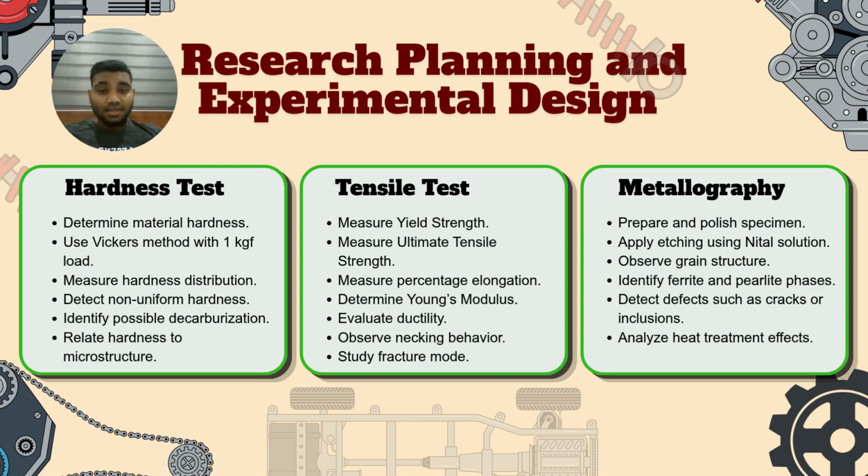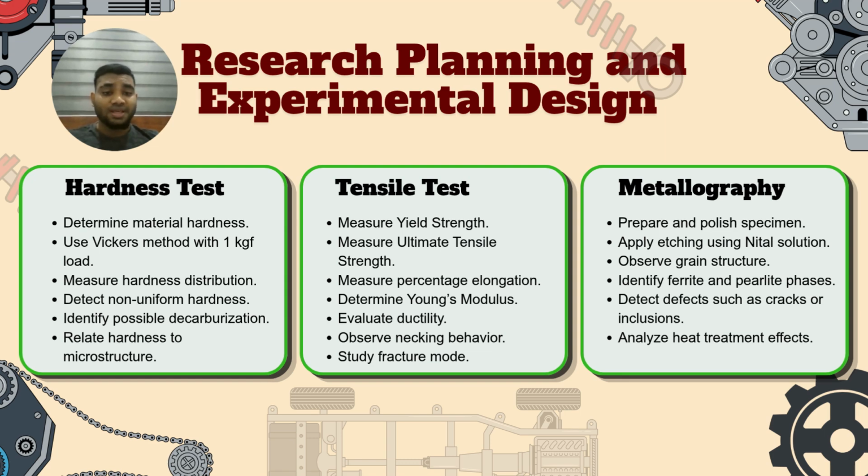Then moving on, we have the tensile test. Basically, the tensile test is used to measure the yield strength and also the ultimate tensile strength. On top of that, we also use the tensile test to measure the percentage of elongation of the specific material. Since we are using percentage of elongation, we also get to evaluate the ductility of the material. While using the tensile test, we also get to observe the necking behavior of the material, and we get to study the fracture mode.